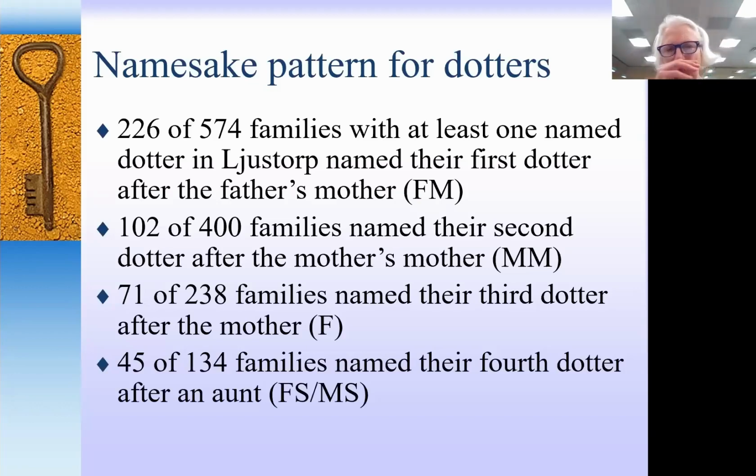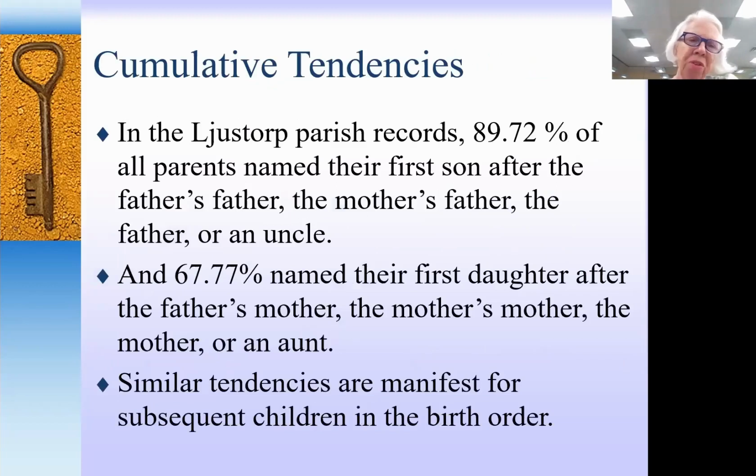So you can see that it's not a total pattern that everyone is following. But again, as I mentioned, there are factors that are going to influence how far the pattern is going to go forward in each family. And we'll talk about that later. The cumulative tendencies are this.